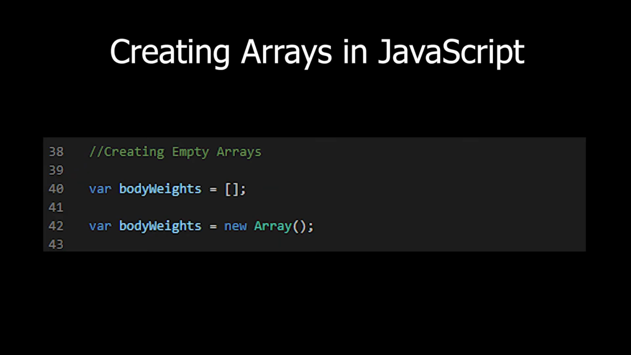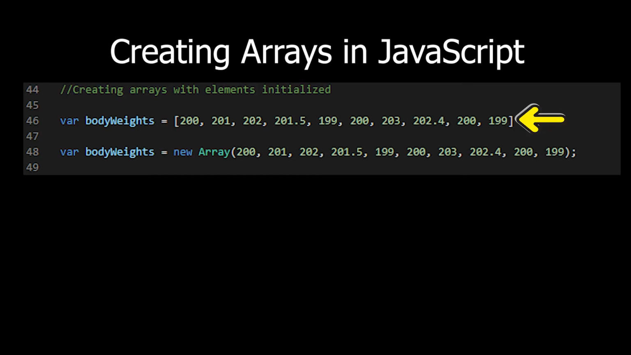In JavaScript, the simplest way to create an array is by using the bracket operator. Another way to create an array is by using the array constructor. In both cases, when you create an array in this manner, you're creating an array with no elements. To create an array and initialize it with a set of elements at the same time, all you have to do is provide a comma-separated list of values inside the bracket operator or inside the array constructor.